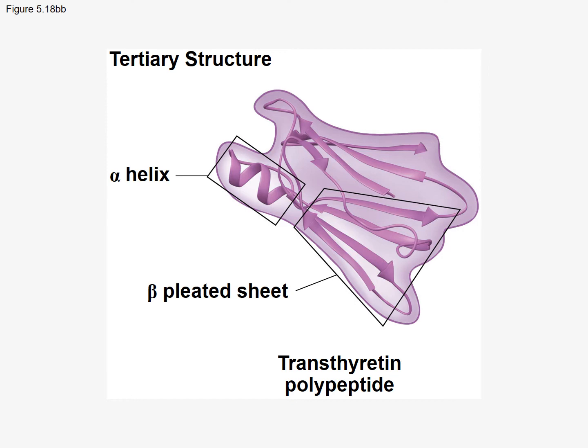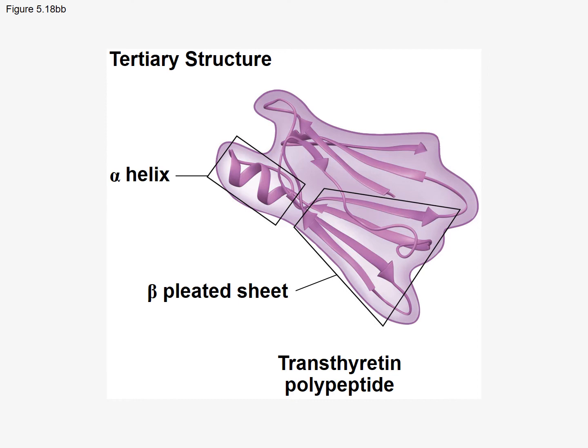Now, not all proteins have quaternary structures. So far we've talked about the primary, the secondary, and the tertiary. All proteins have primary, secondary, and tertiary structure. However, some proteins have quaternary structure, and the quaternary structure is formed when more than one peptide chain comes together.